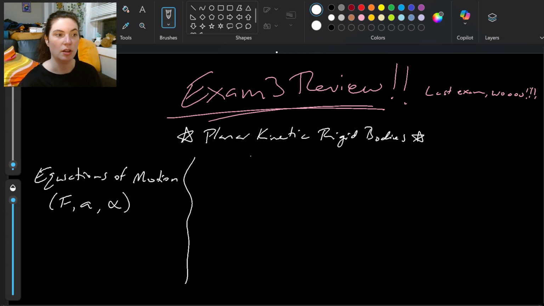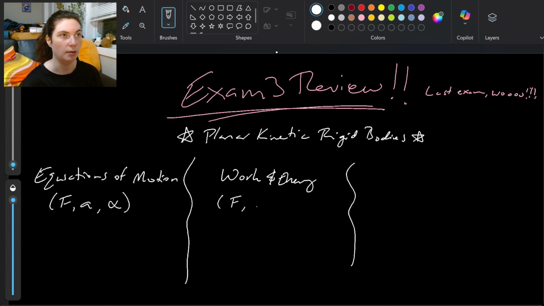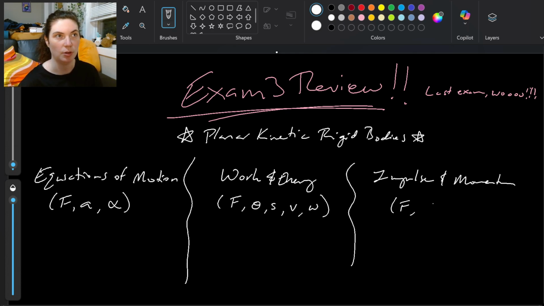We also talked about how to solve problems with work and energy. Work and energy, and when solving those problems, we were really dealing with forces, displacements, so your thetas and your s values, and then velocities, your linear and angular velocities. And then finally, we talked about our impulse and momentum. Impulse and momentum, and this is when we were dealing with forces, but we were also dealing with time, right? So instead of displacements, we were dealing with time with our velocity and angular velocity.